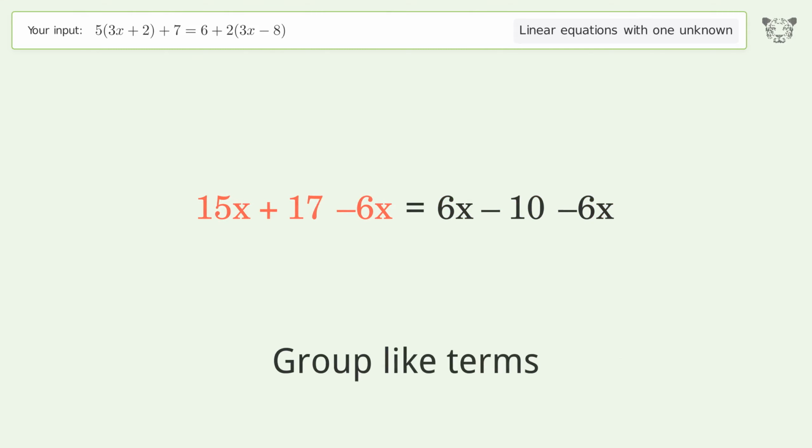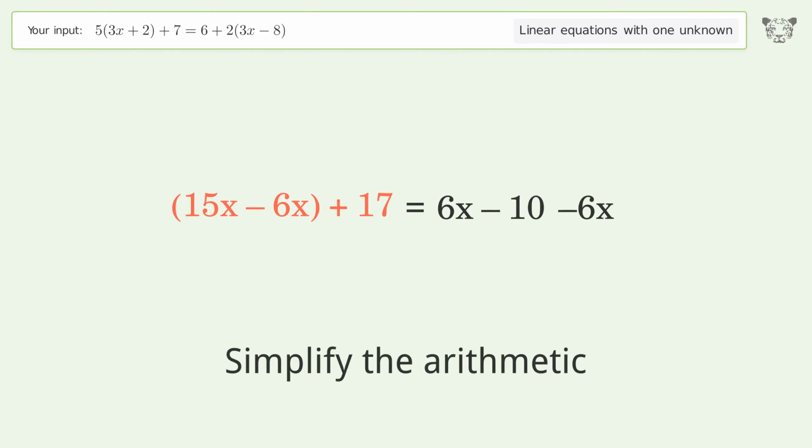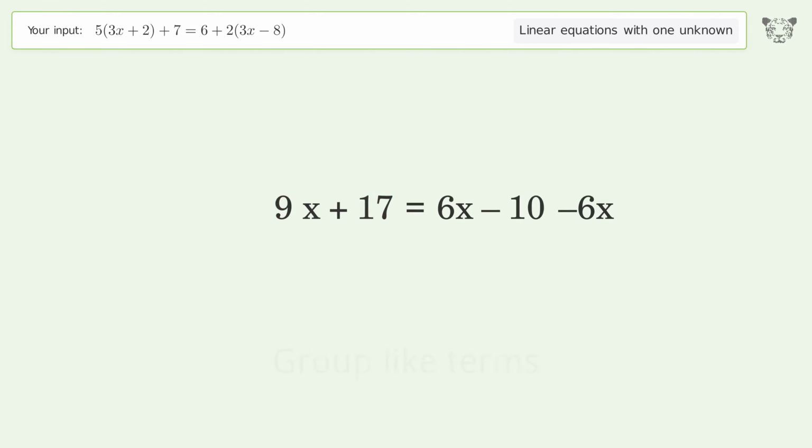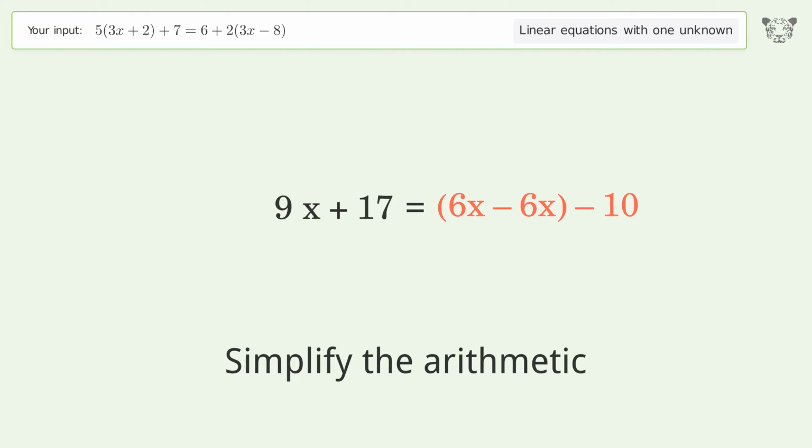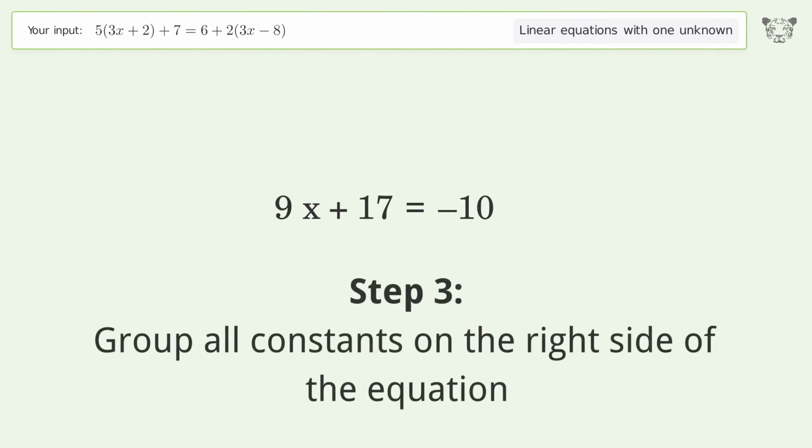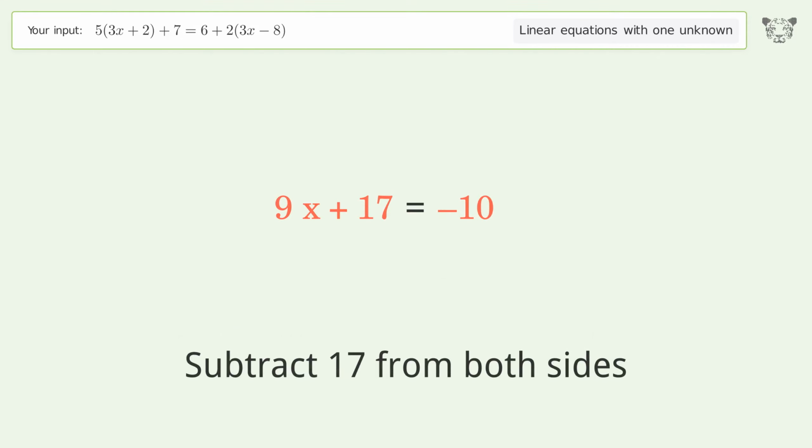Group like terms. Simplify the arithmetic. Group like terms. Simplify the arithmetic. Group all constants on the right side of the equation. Subtract 17 from both sides.